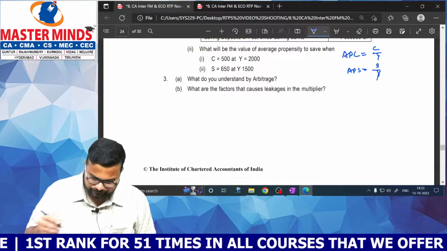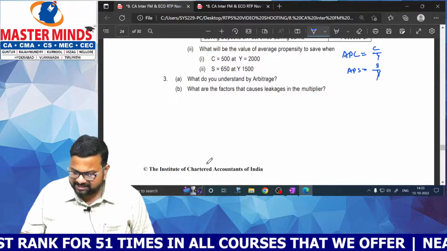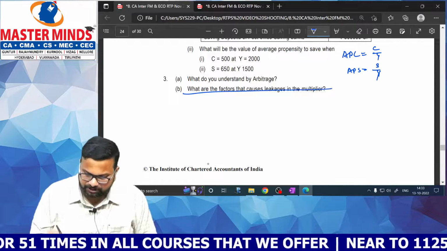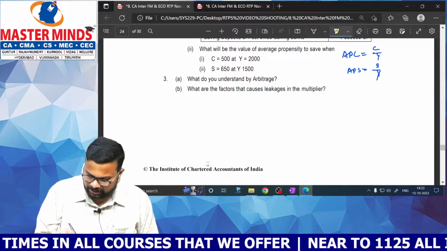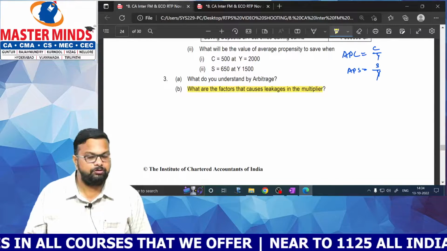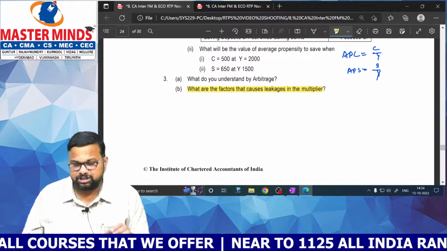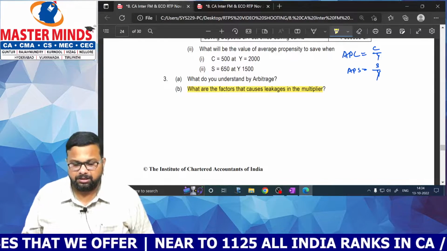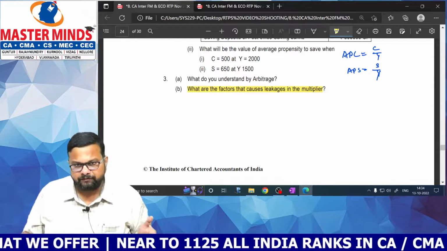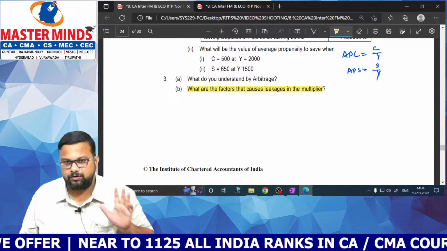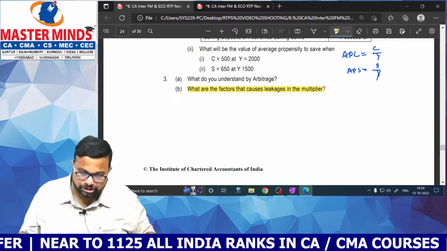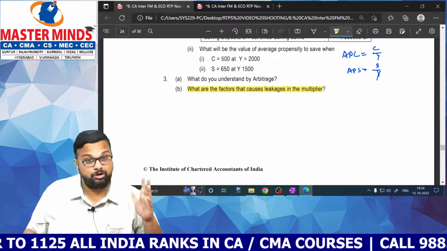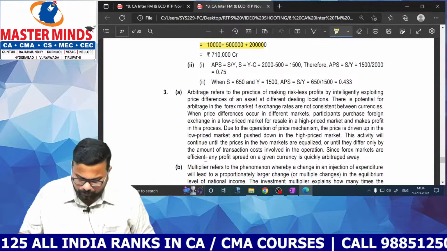Okay, right. Next. What are the factors that cause leakages in the multiplier? Keynesian theory chapter. There is a specific question just after the completion of the two-sector model. In the Keynesian theory chapter, just after completion of the two-sector model, we have this specific question, where all the points which lead to leakages are mentioned. Which are the factors that cause leakages? Those points are mentioned here.